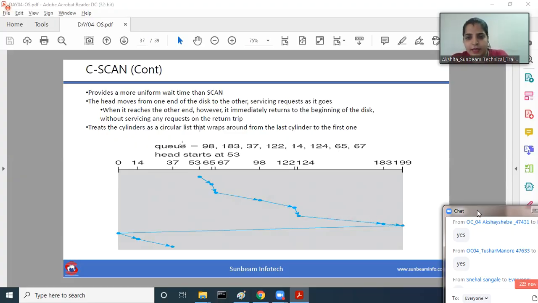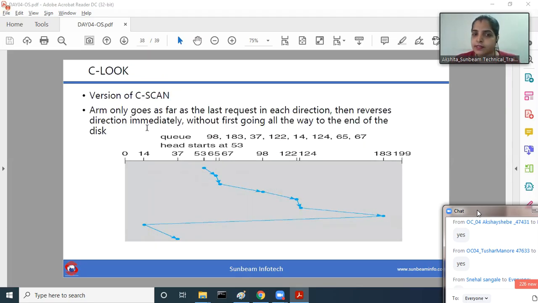But in your exams, it is rarely asked to tell the total cylinder scan count. Normally the questions are asked in the way the theory is written, so the definition part is more important. Okay, so what is C-LOOK?